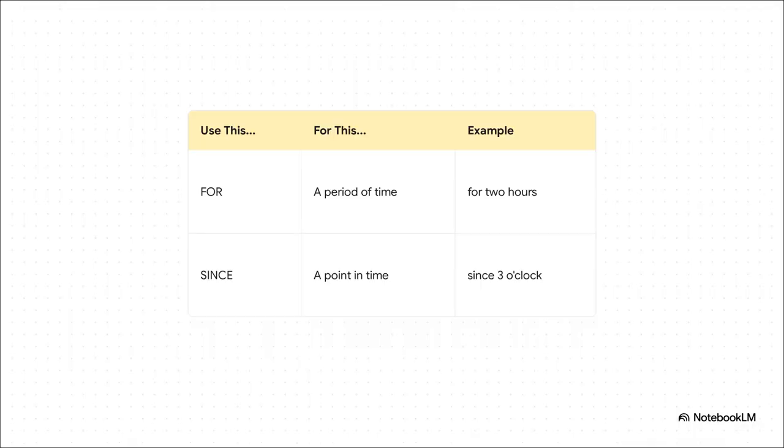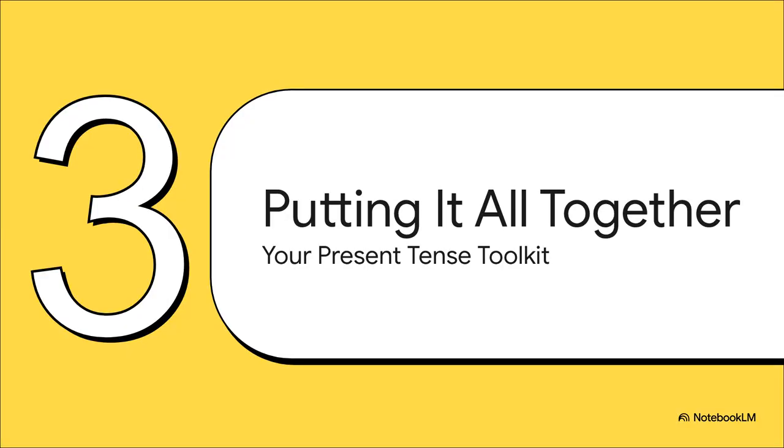Okay, and this is a super common question. For or since? Honestly, the rule's pretty simple once you see it. Use for when you're talking about a chunk of time, a duration, like for 2 hours. And use since when you're naming the exact start of that time, like since 3 o'clock. Simple as that. Woo! We have covered a lot of ground.